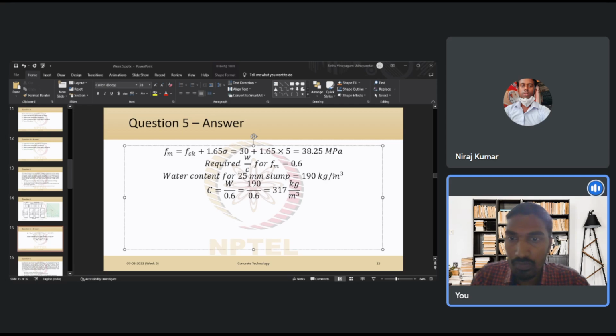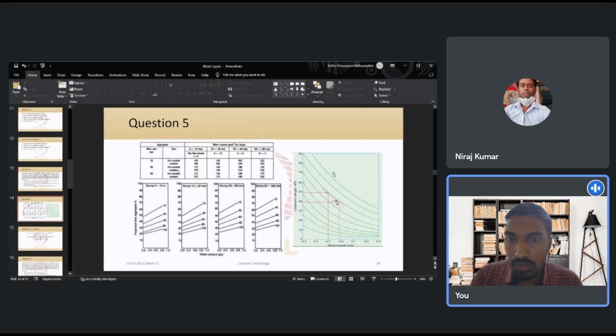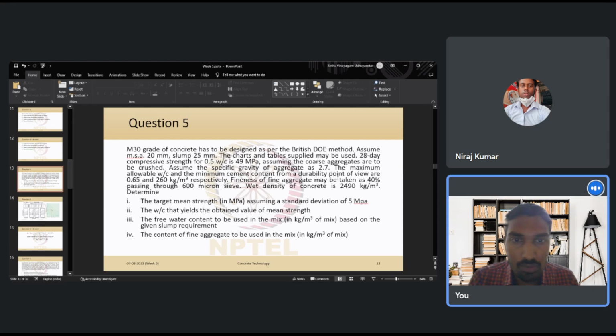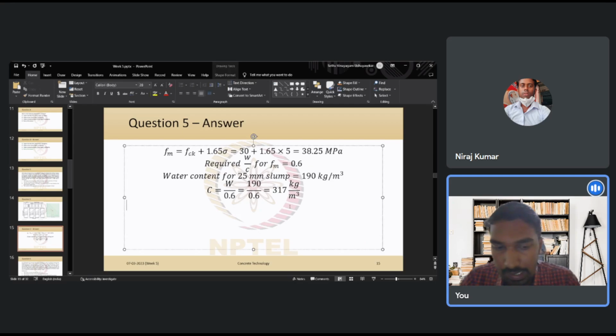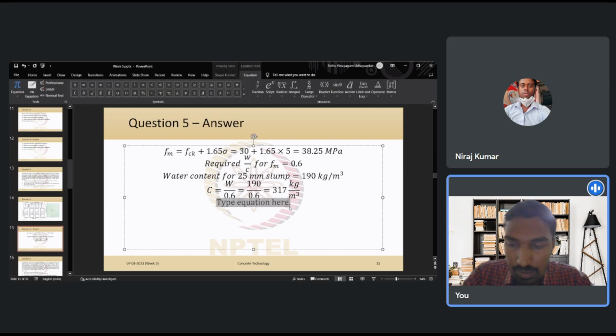So now we want to find out what is the total aggregate content. To find out the total aggregate content, we have the wet density, and we also know the water content and cement content. So using these three pieces of information, we will be able to find out the total aggregate content. So let us say, wet density is equal to the water content plus the cement content plus the aggregate content. I am calling that WAGG.